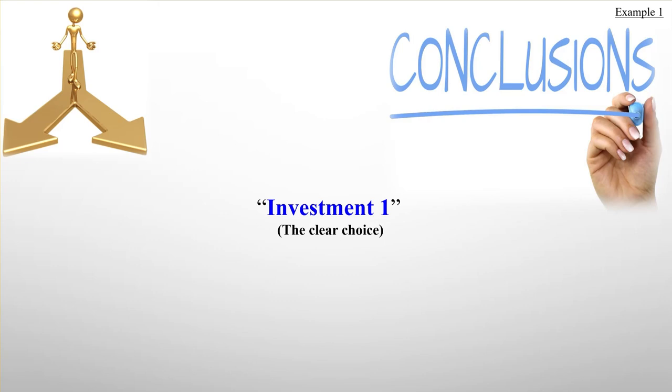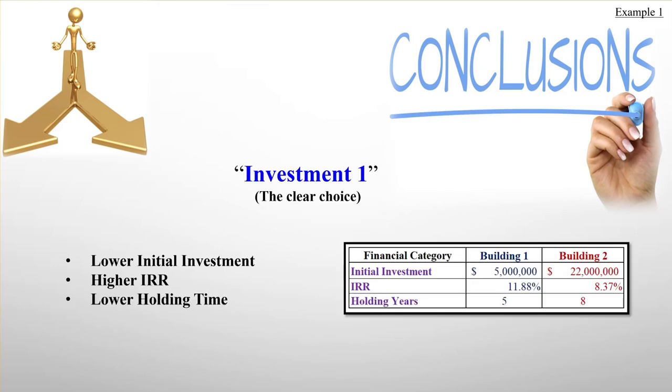Our conclusion is that investment one is the clear choice. Why? Because investment one has a lower initial investment, $5 million as opposed to $22 million. Investment one has a higher internal rate of return, 11.88% as opposed to 8.37%. And investment one has a lower holding time. You hold investment one, or building one, for 5 years, but investment two, or building two, for 8 years. Therefore, this was an easy judgment call.